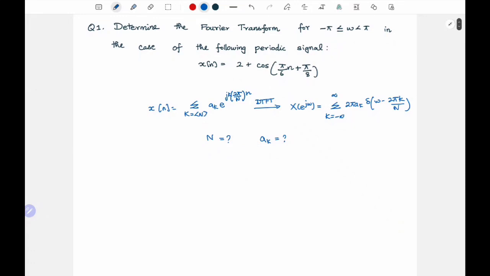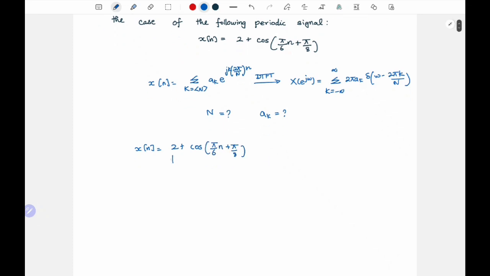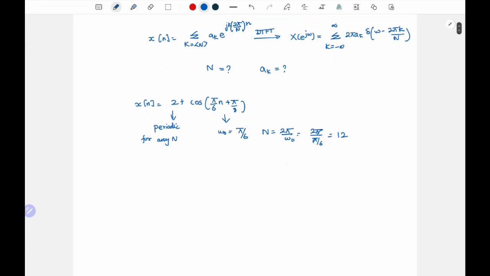So let's get started by finding N. If you observe your x of n, it has two parts. One is a constant 2 and the second one is a cosine term. Your constant is periodic for any n, right? And what is the period of the cosine? If you see, omega naught is nothing but pi by 6. So N will be 2 pi by omega naught, where this is the fundamental frequency. So it will be 2 pi by (pi by 6), which is going to be 2 into 6, 12, right? So when we add these both signals, you will get the period to be 12.